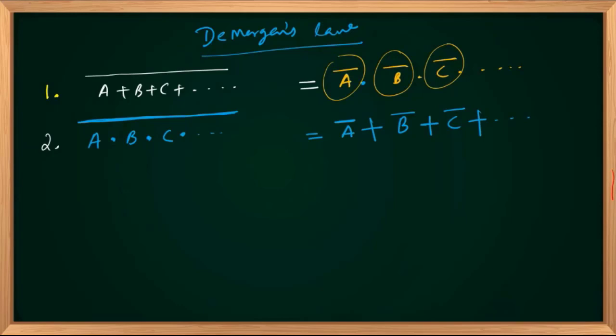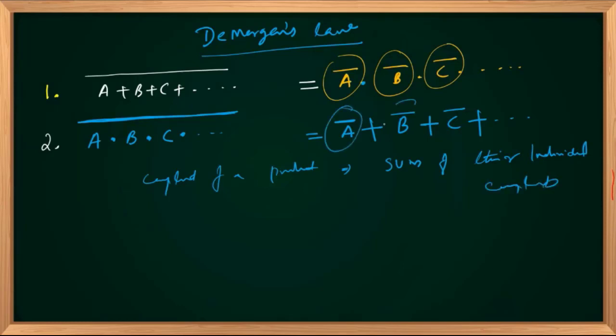And what is the second statement? The complement of a product is equal to the sum of their individual complements. These are individual complements. This is very simple. De Morgan's law or De Morgan's theorem, correct?